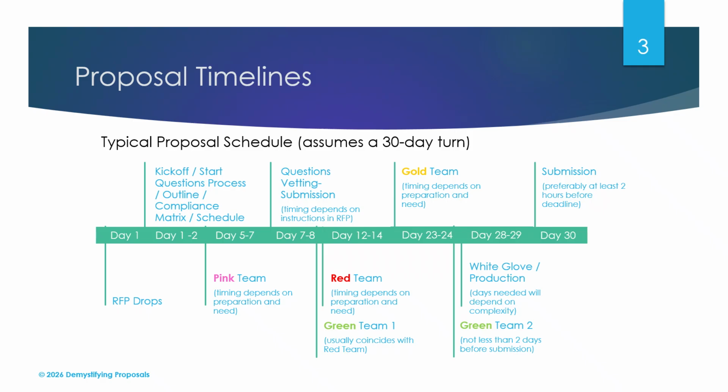The green team 2 takes place pretty close to the end of the proposal process. Again, that should be a fairly complete pricing exercise. So you should have your pricing pretty much complete, and you should have your cost narrative pretty complete. Your white glove and production takes place 1 or 2 days before the end of the proposal turn, so in days 28 or 29. And then day 30 would be your submission.